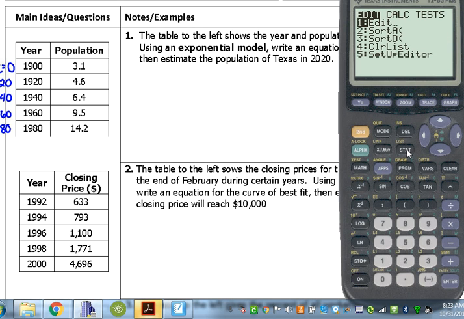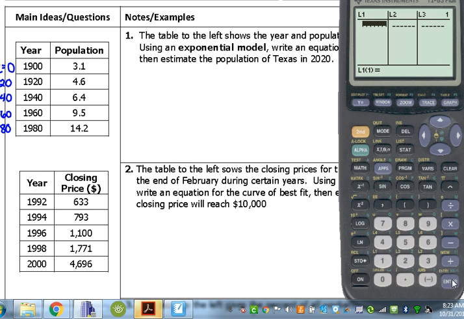Go to Stat and Edit. It's the very first option. Okay, so 0, 20, 40, 60, 80. And then in L2, we're going to put those populations: 3.1, 4.6, 6.4, 9.5, and 14.2.